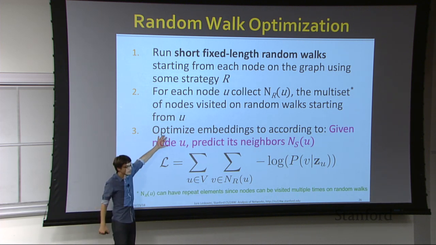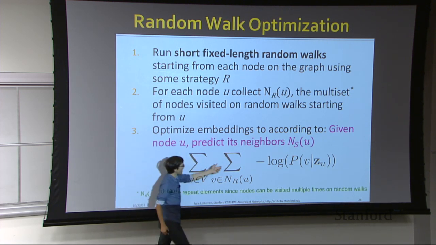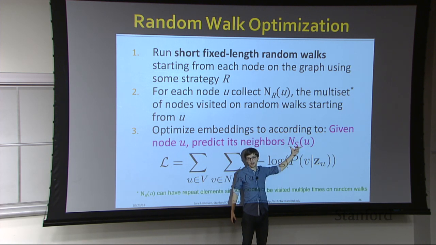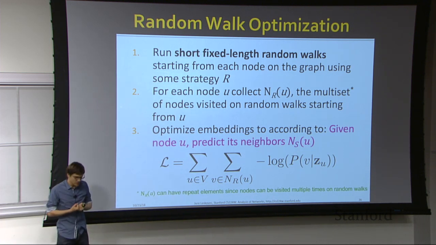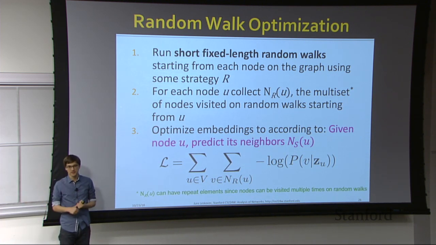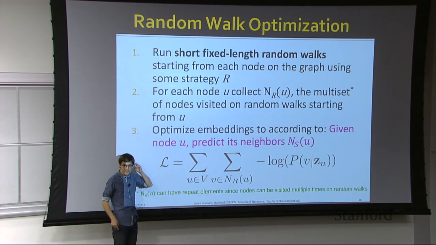So I will do the following. I will optimize the coordinates of the nodes, the parameter z, such that given node U, I can predict who its neighbors are. So basically, I'm at node U and I want to predict who my neighbors are based on their coordinates and based on my coordinates. So here is the optimization problem.